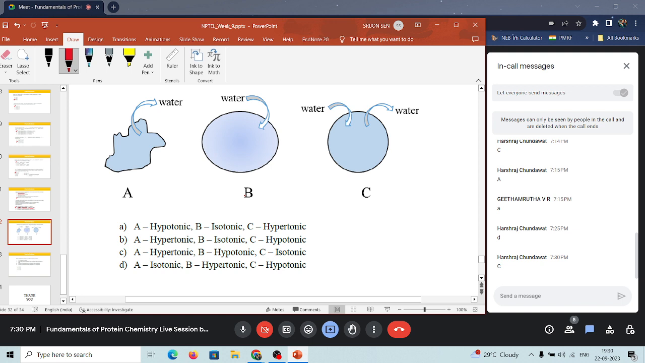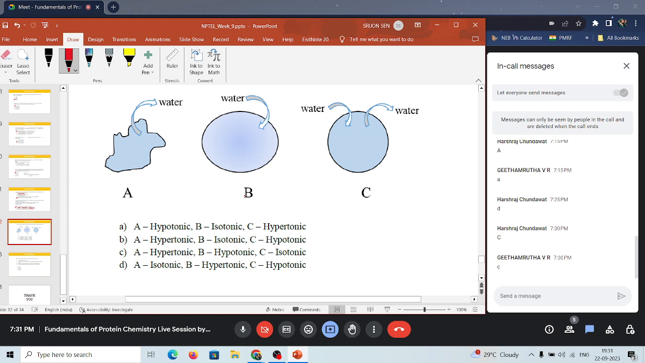Let me see what you're answering. C, okay. A hypotonic solution is one that has a lower solute concentration than the solvent concentration. The hypertonic solution has a higher solute concentration than the solvent, and an isotonic solution is the solution that contains the same concentration of solute and the solvent.